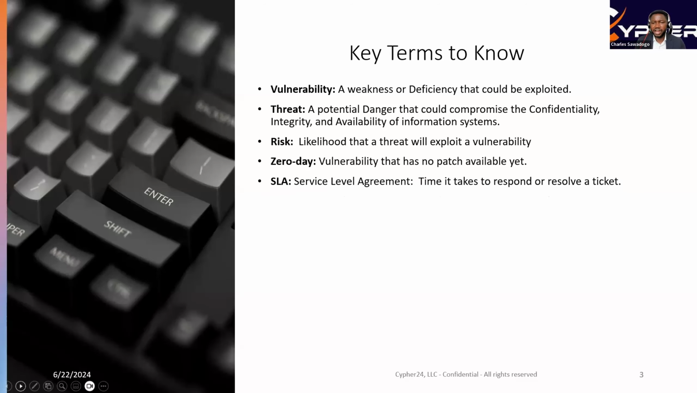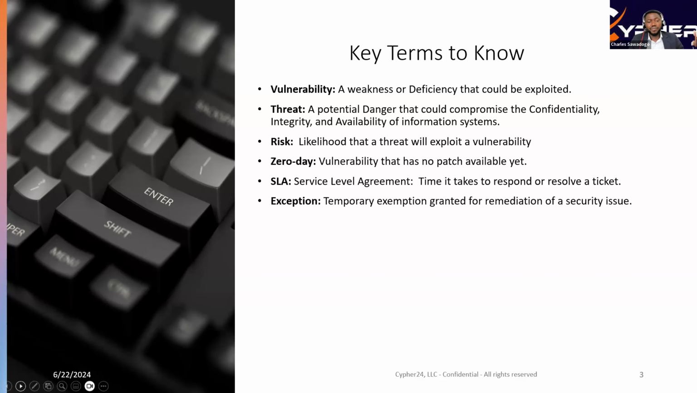SLA means service level agreement, the time it takes to respond to or resolve a ticket or a vulnerability. Remember that you will discover some vulnerability and they say, okay, the SLA is 2 days, 48 hours, or the SLA is 7 days, or the SLA is 1 month. SLA means the service level agreement, meaning from the discovery of the vulnerability to the remediation of it. Remember that the discovery and the remediation is called SLA, service level agreement.